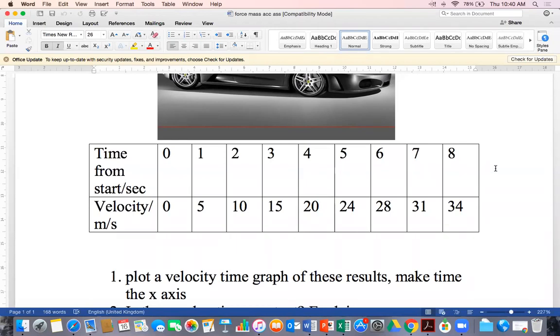Your title should be graph of velocity against time, y-axis against x-axis. Can it be time against velocity? No, it has to be the other way around. Your y-axis against the x-axis. Why? Because that's the rule when you write the graph title. You always write the responding variable first.